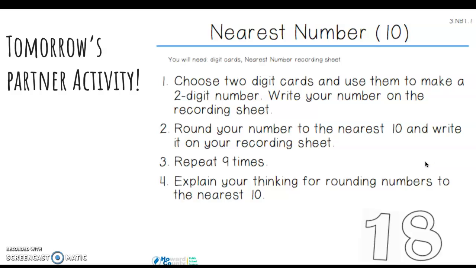Then we're going to also do a partner activity called nearest number. We're going to be using digit cards and a recording sheet. We're going to choose two-digit cards and use them to make a two-digit number. We're going to write our numbers on the recording sheet, and then we're going to round our number to the nearest 10 and write it on our recording sheet. We're going to repeat 9 times and then explain our thinking to our partner for rounding the numbers to the nearest 10.